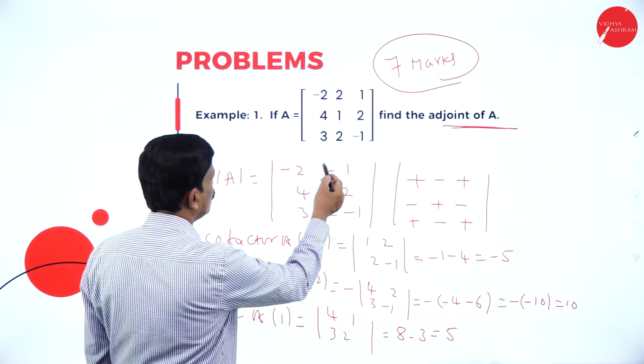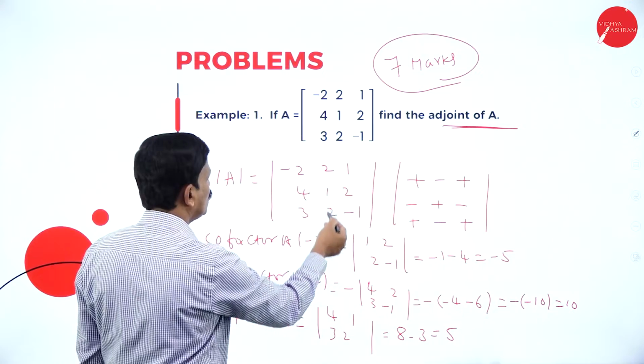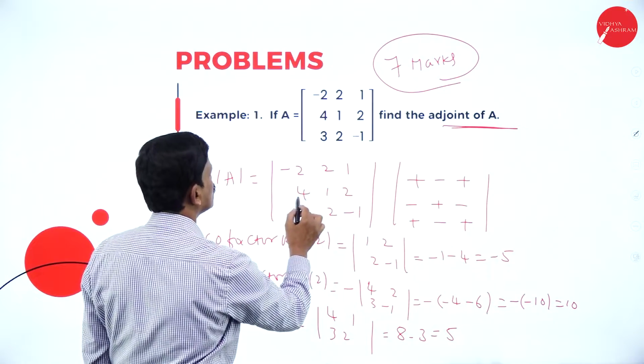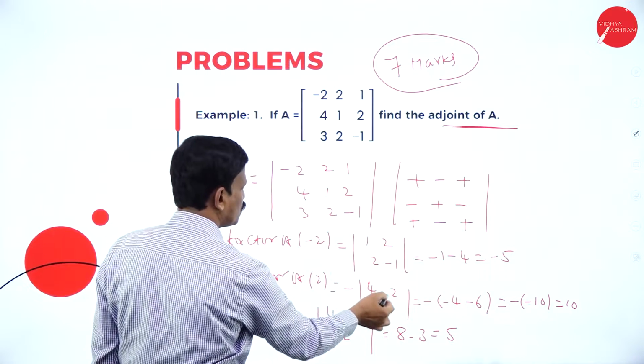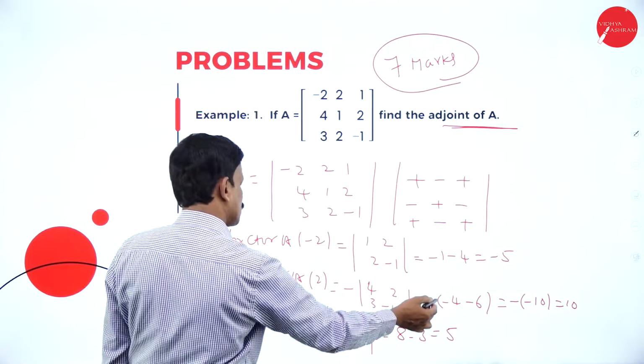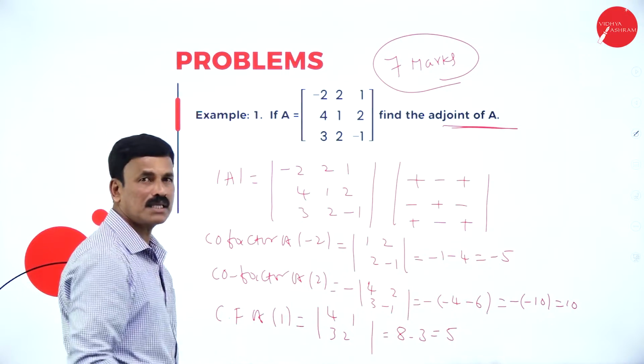Similarly, for the second element 2, the cofactor: just delete the elements containing this row and column. So this is gone, this is gone. What is left is 4, 2, 3, minus 1. 4 ones are 4, minus 3 twos are 6. Minus 6 minus 4 is minus 10. Minus of minus is plus 10.